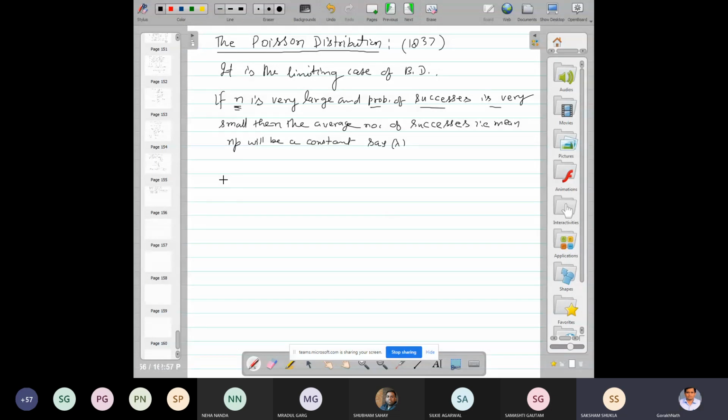Actually, in case of binomial distribution, it has mean, variance, 2 parameters and depends upon n, p. But here only 1 parameter, lambda. The discrete probability distribution, in this case, we define the probability distribution function.